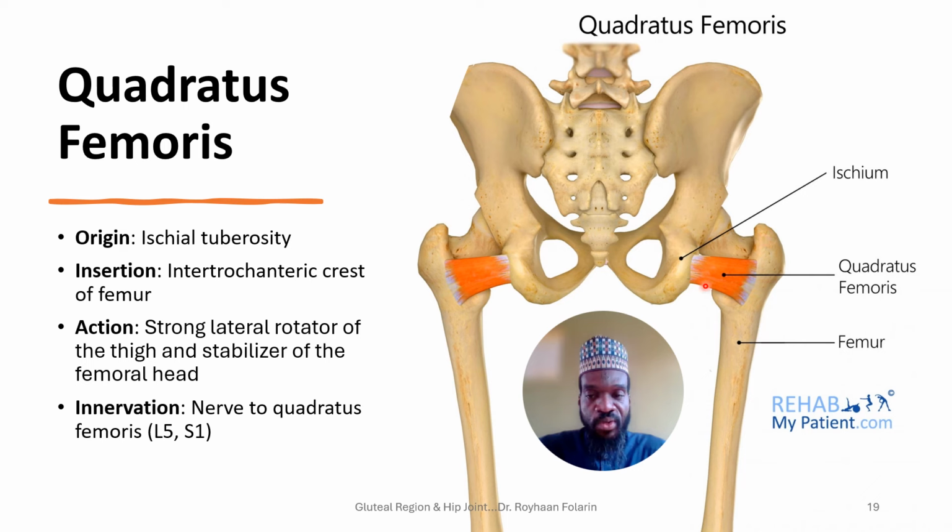If this muscle contracts, you expect it to confer what? Lateral rotation, and that's why it is considered a strong lateral rotator of the thigh and also a stabilizer of the head of the femur. It's innervated by the nerve to the quadratus femoris, which is contributed to by the L5 and S1 spinal nerves. Quadratus femoris can be involved in ischiofemoral impingement syndrome, where the muscle compresses soft tissues between the ischial tuberosity and the lesser trochanter, causing pain in the deep gluteal region and the posterior hip.